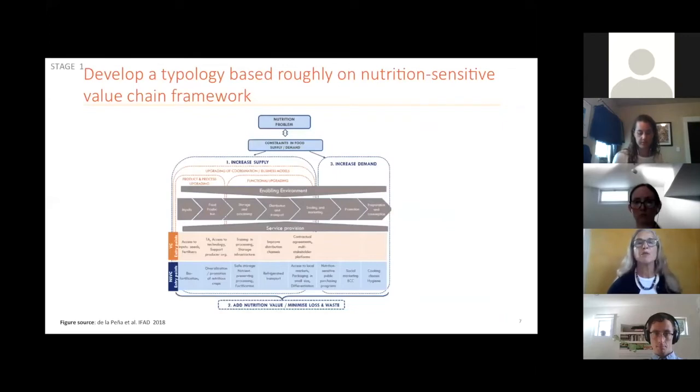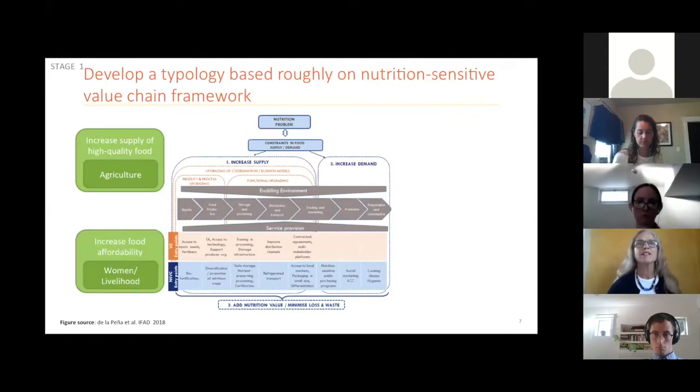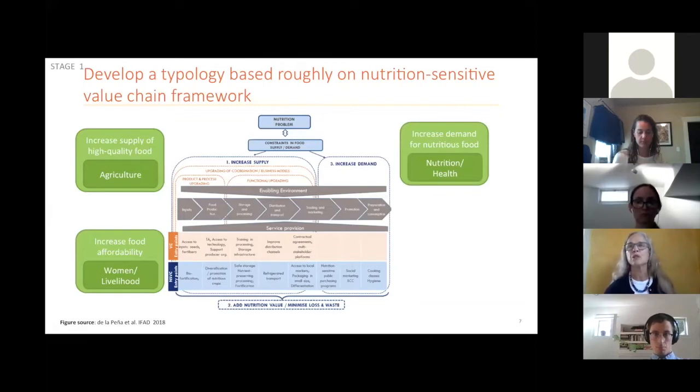As I mentioned, we are developing this typology on the nutrition-sensitive value chain framework. Basically, first we look at interventions that increase the supply of high-quality food. Then we think about a series of interventions or intervention components that help us to increase food availability. These would include investments in women's empowerment and livelihood. Next, we think about that set of interventions that help to increase the demand for nutritious foods.